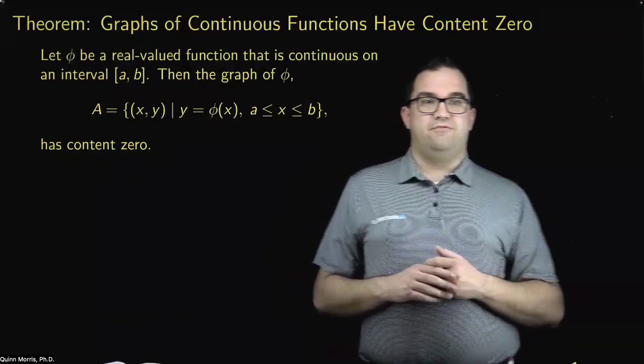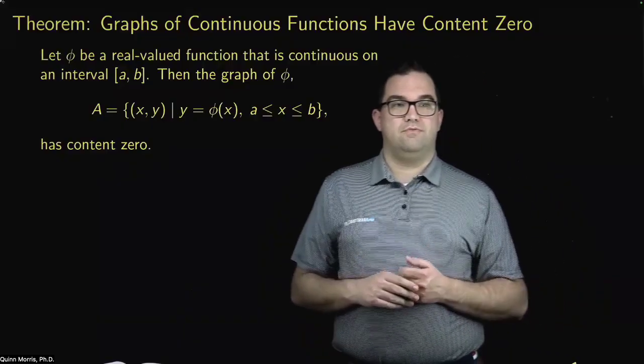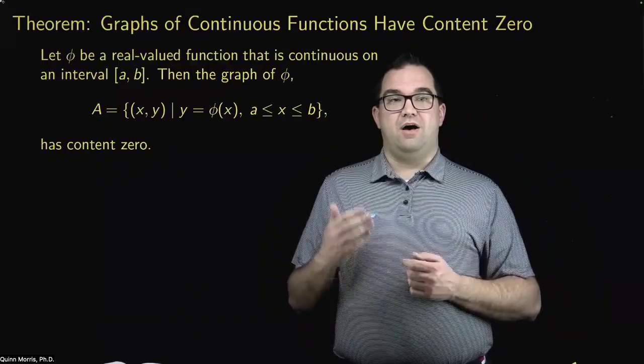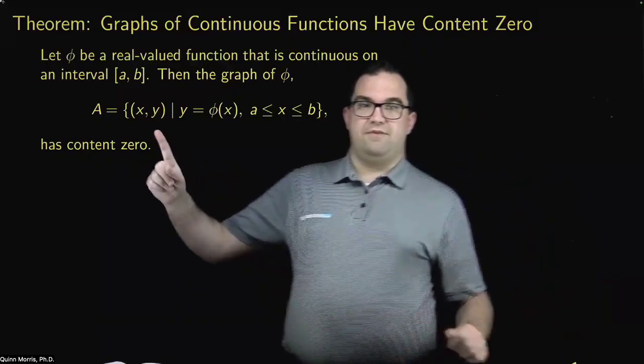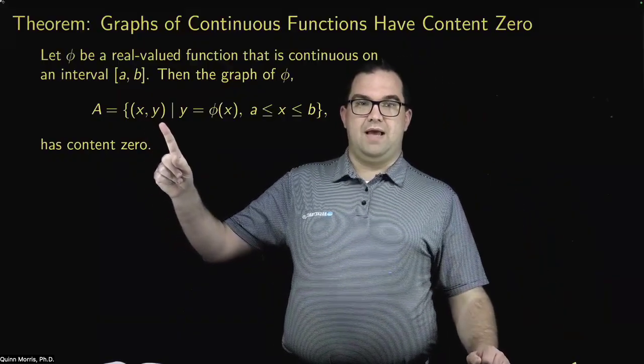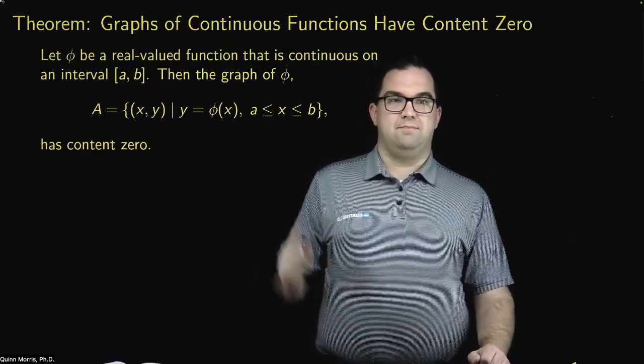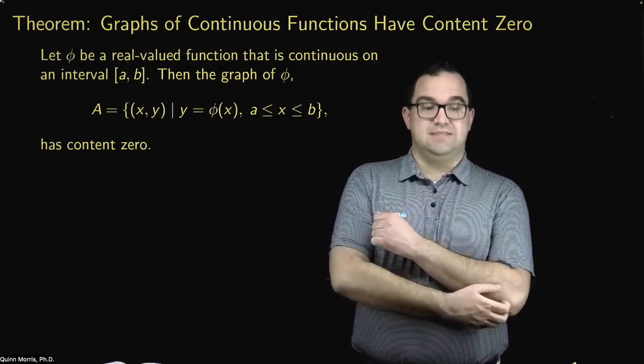So if phi is any real valued function that is continuous on a closed interval [a, b], then the graph of phi, which is just defined to be the set of all points (x, y) such that y is equal to phi of x and x is between a and b, has content zero.